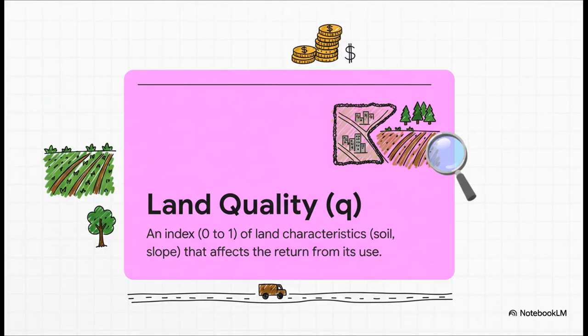Okay, next layer of reality. Not all land is created equal, right? Some land has that rich soil, it's perfect for farming. Other land might be super rocky and hilly, maybe better for trees.